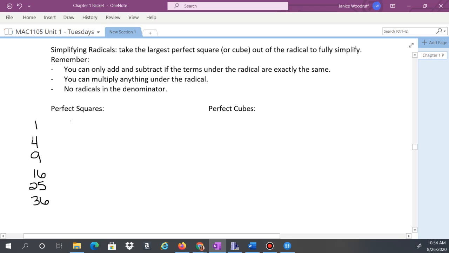7 squared. 8 squared. 9 squared. 10 squared. 11 squared. 12 squared, 144. Then you've got to do 13, 14, and 15 too. So 13 is 169. 14, 196. 15, 225.